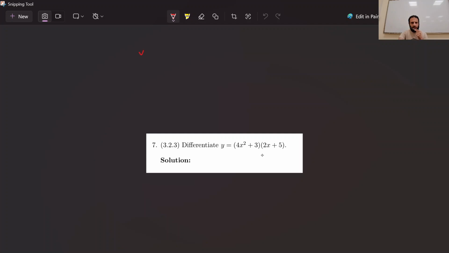Now, y equals f1 f2. What's the derivative? Like this, plus, so f1 prime f2 plus f2 prime f1. Now this is f1, this is f2. So y prime equals what?